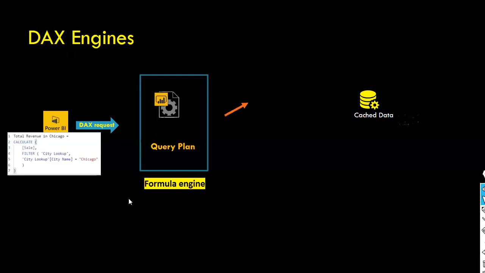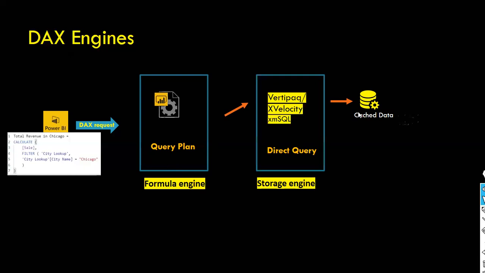Okay, so the formula engine, what it does is, it processes the request and accepts the request. It generates a query plan. Once it generates the query plan, it sends the query plan to your storage engine.